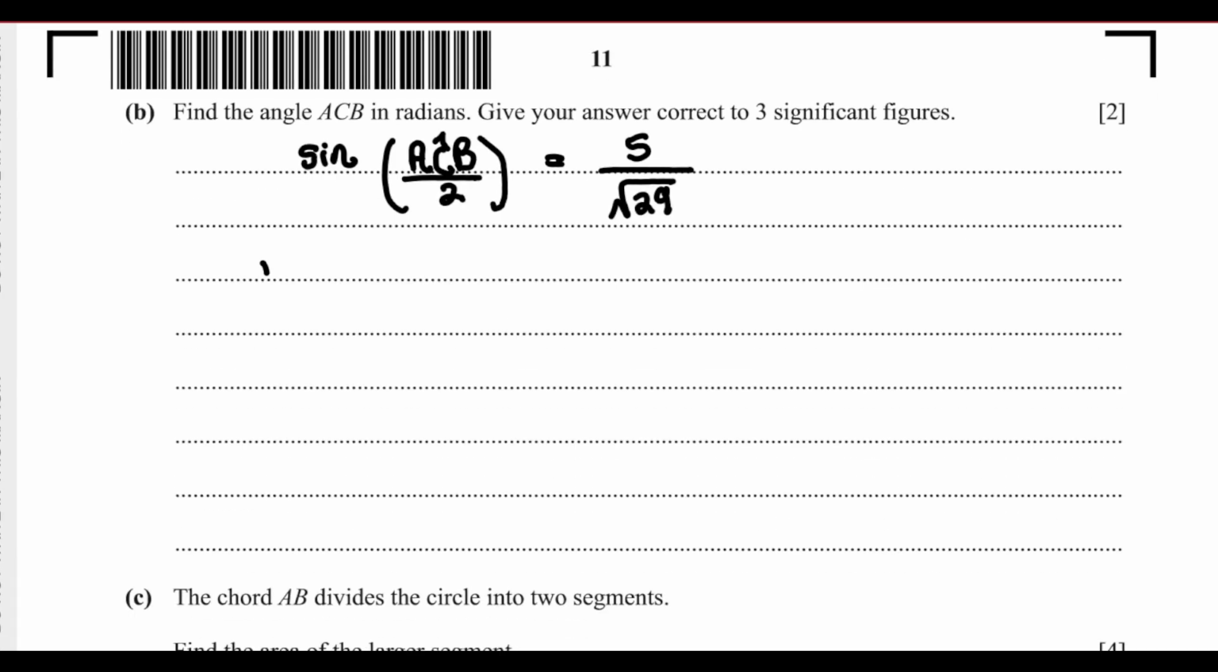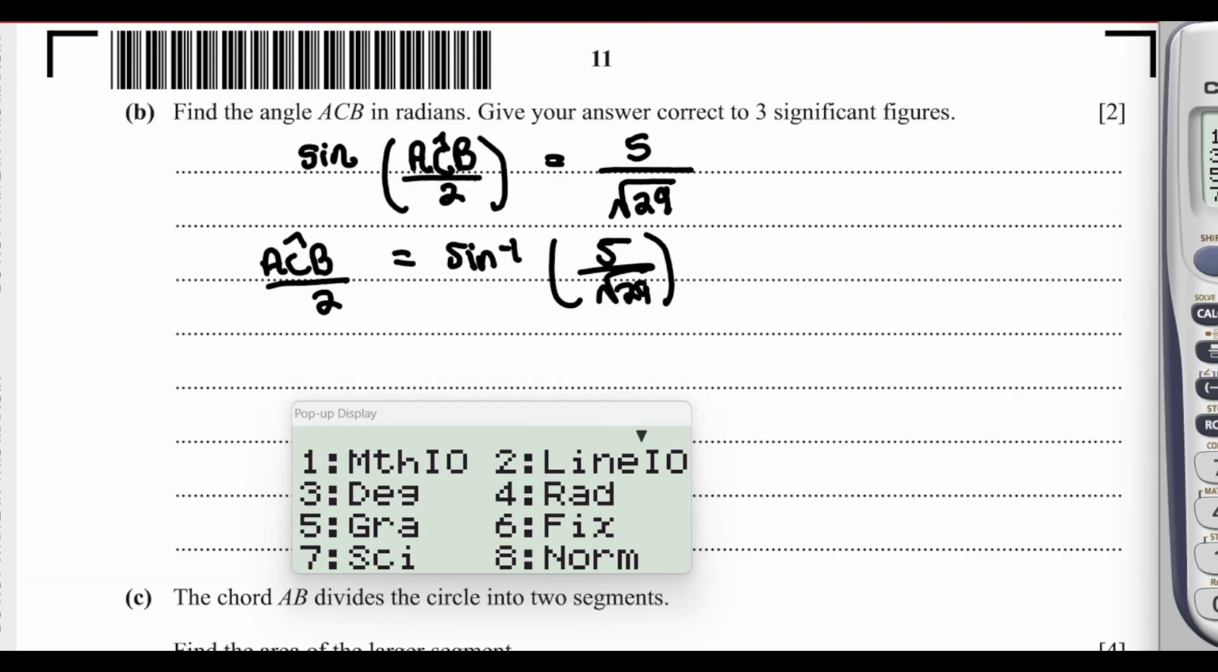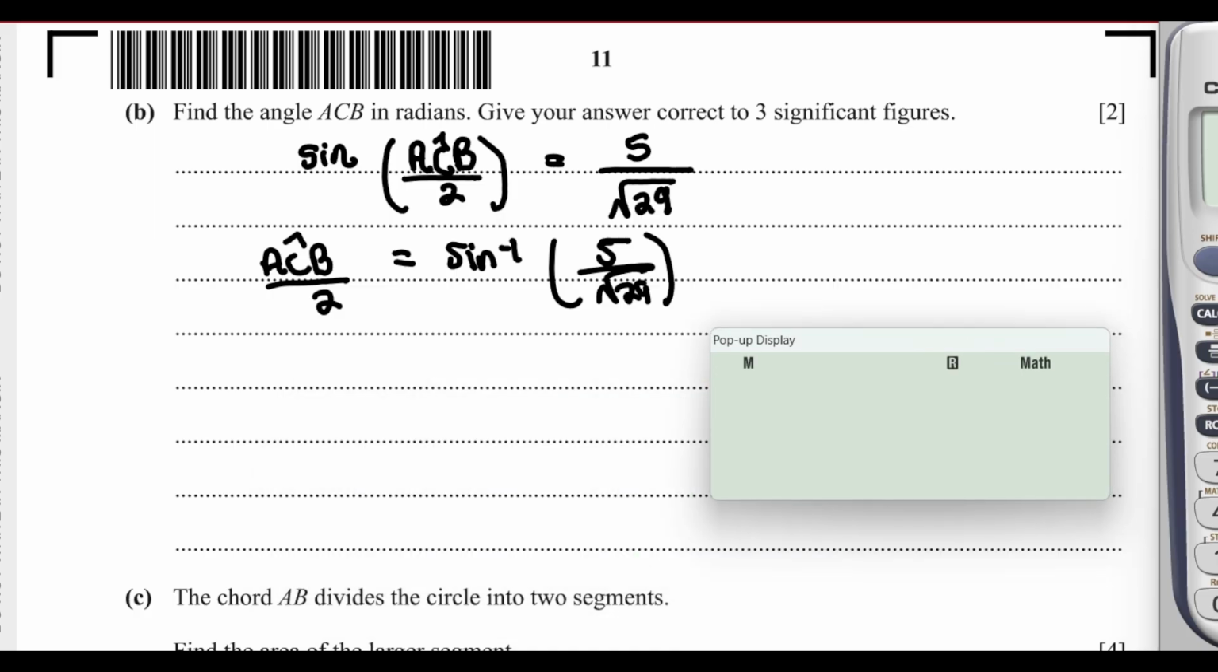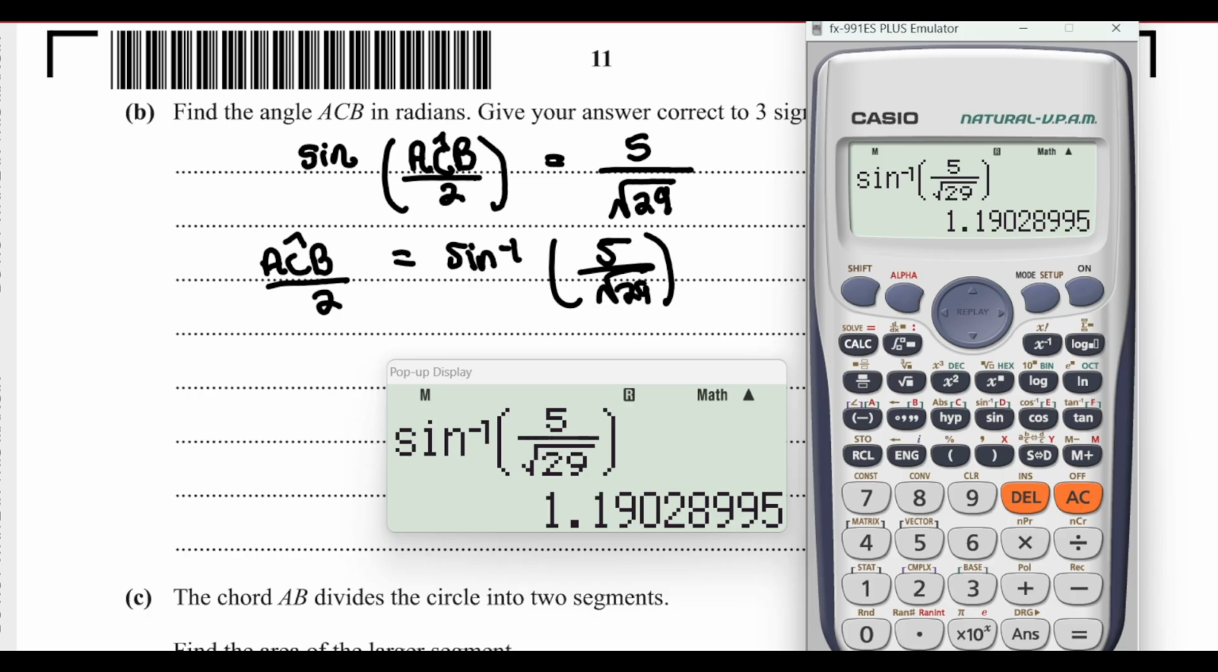If I take inverse sine on my calculator, that should be in radians for this question. Let's open up the calculator. Am I in radians? No, I need to switch over. Okay, sine inverse of that is 1.19.